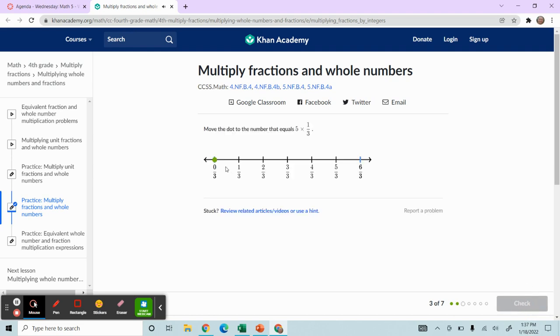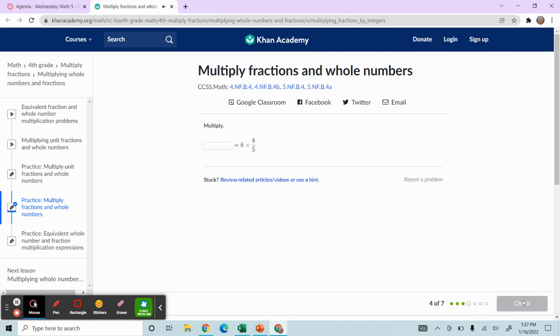Now, this one is going to be a number line. So it's going to ask you, like, where does the dot need to be placed in order to make this equation true? Well, I'm going to take 5 times 1 and make it 5. And then 1 times 3 is 3. So 5/3 is going to be my answer. I'm going to take the dot. I'm going to drag that over to 5/3. Check it. It's going to be correct.